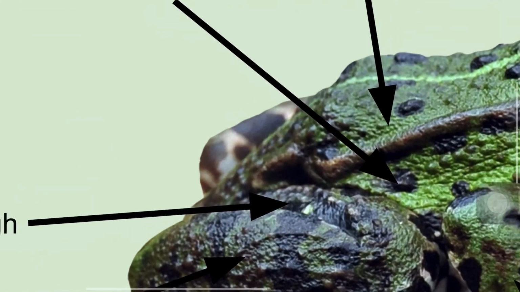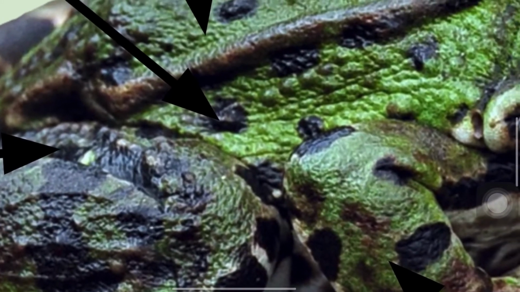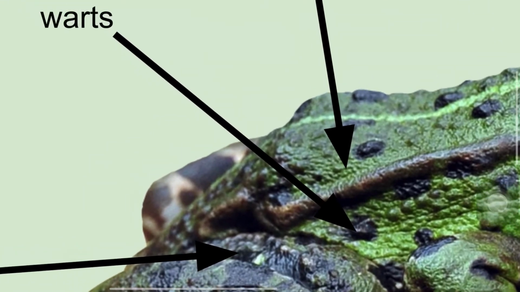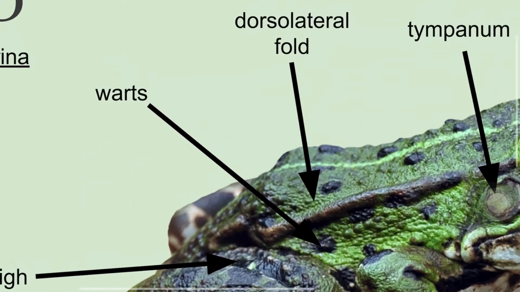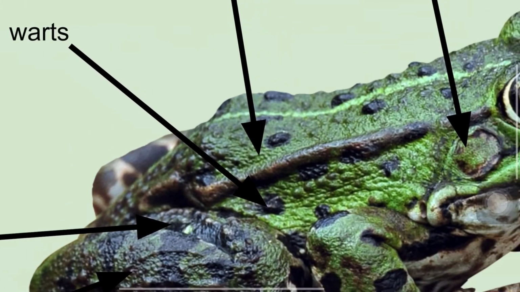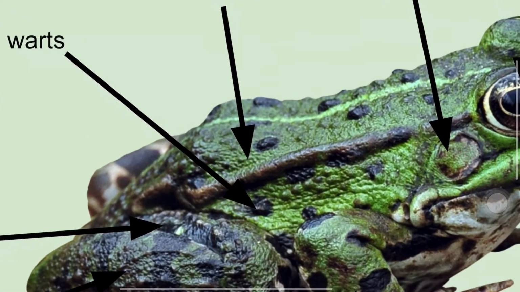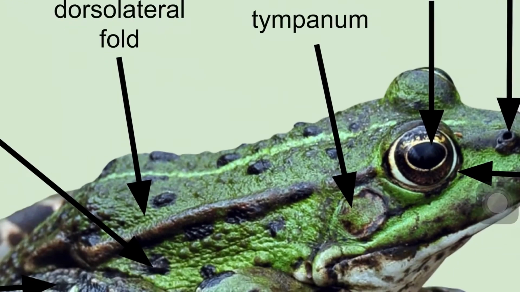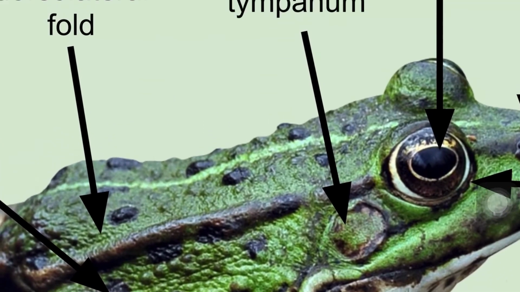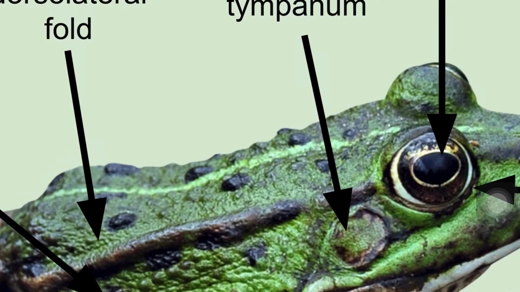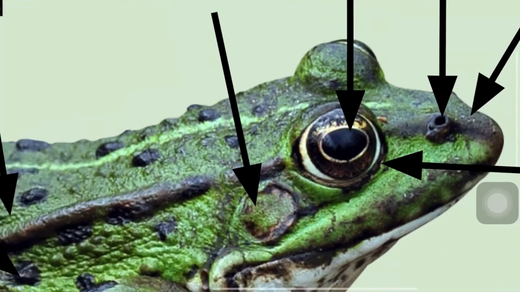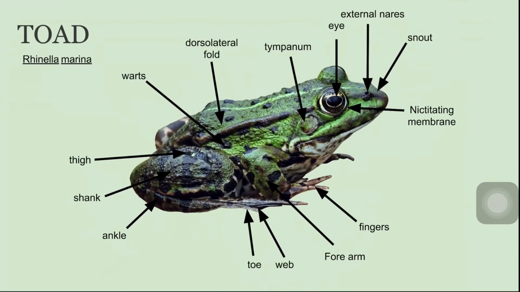And these are the warts found on their body. These bumpy black ones are their warts. And the line you find here is the dorsolateral fold. And this tympanum, or the tympanic membrane, is their eardrum, and they receive sound waves. And this is their eye, used to see. So those are the external parts of a toad.